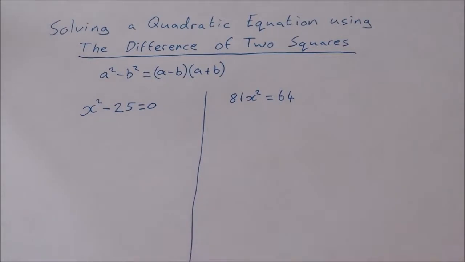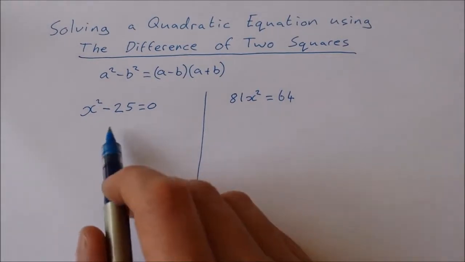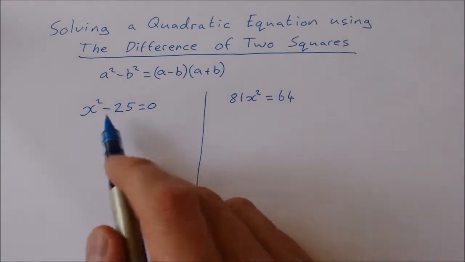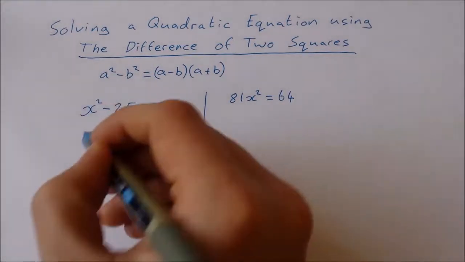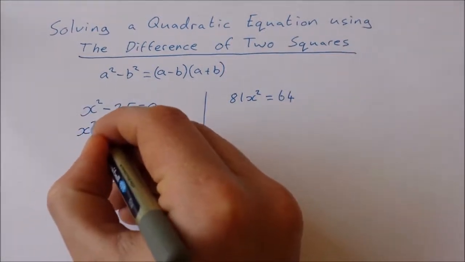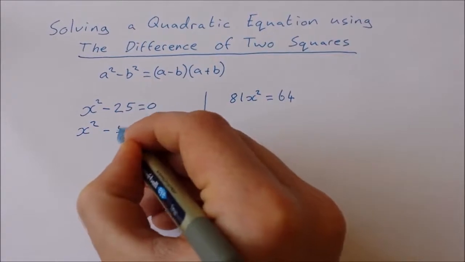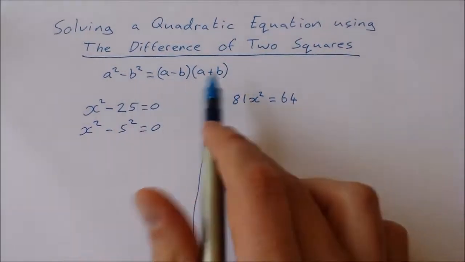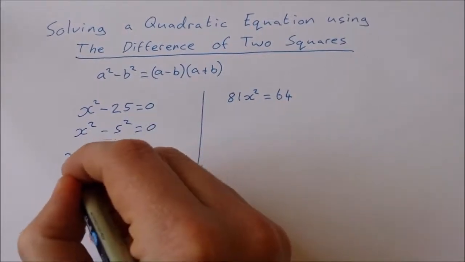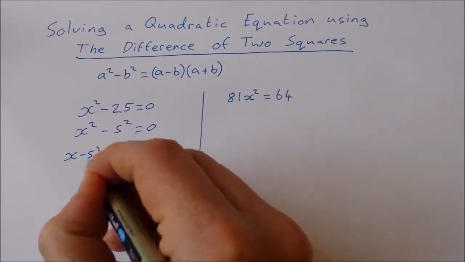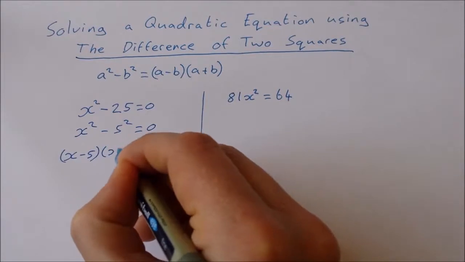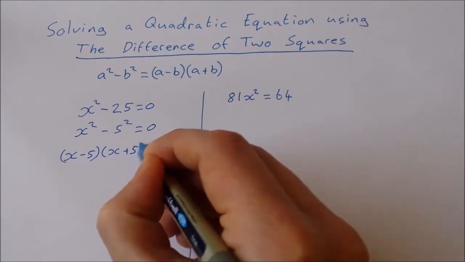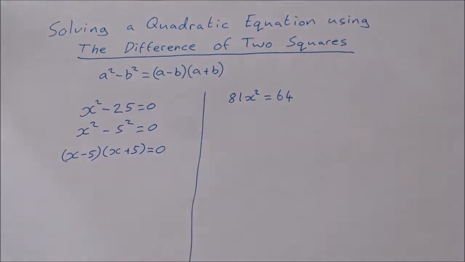So starting with x squared minus 25 is equal to 0. First of all, we should write this as two squares. So that's going to be x squared minus 5 squared equal to 0. Now I can factorize it in this form here. So it's going to be x minus 5 times x plus 5 is equal to 0.